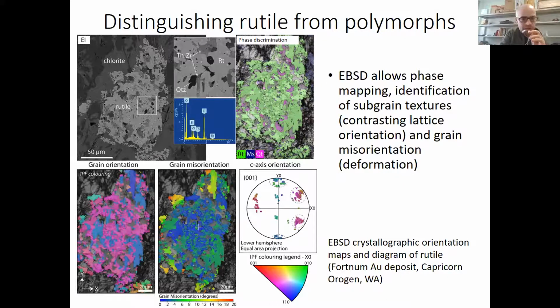At the bottom left, you can see the subgrain structure, where different subgrains are oriented in different ways. This is what is labeled the IPF coloring. Another thing that we can do is measure different misorientations, or small variations in the orientation of the C-axis, and this can give us indications on deformation of rutile.